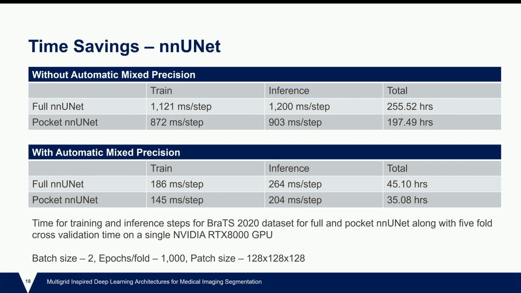approach for these medical imaging tasks. You can see here that you also get some pretty substantial reductions in the training time required. If we go without automatic mixed precision, which again is a popular approach for time savings, you can see you save quite a bit of time in 5-fold cross-validation, and then again, you see a similar percentage-wise decrease in the amount of time required to train this if you go for automatic mixed precision.